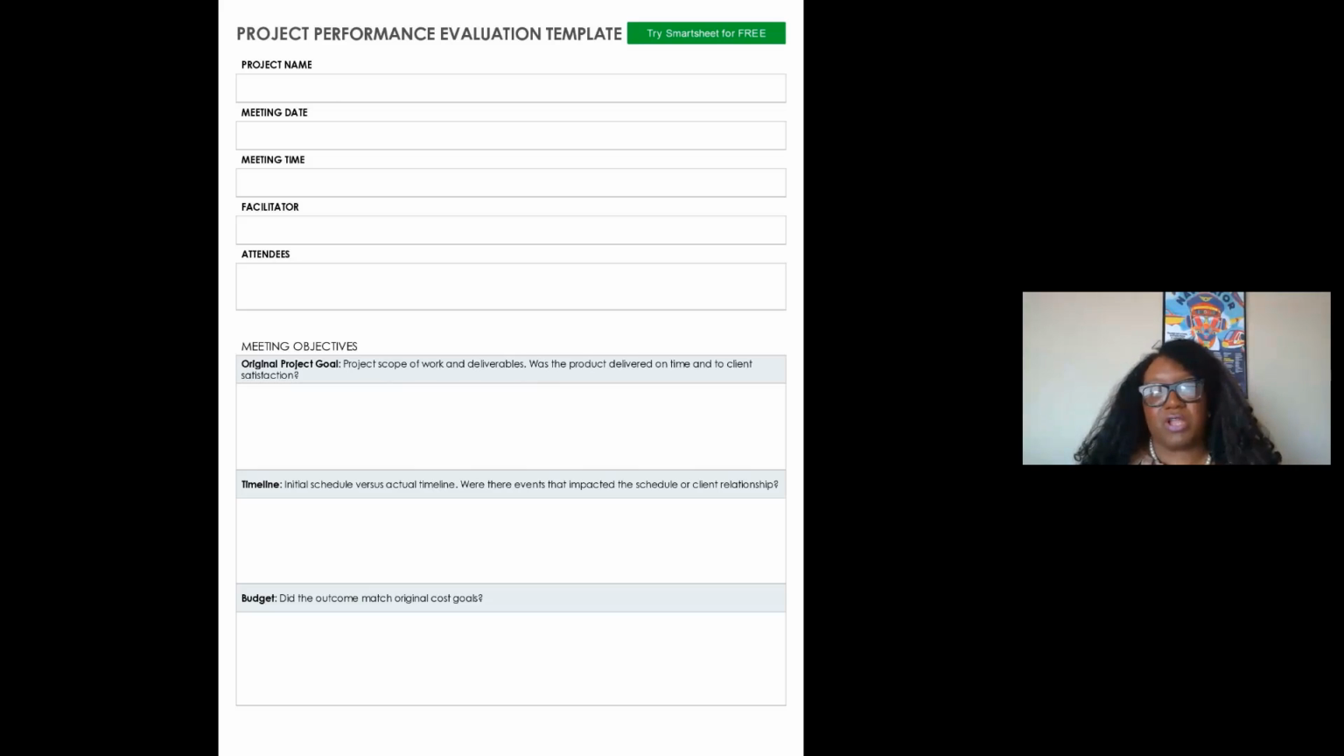Just change it to say project. So this one is, we've got meeting dates, meeting time. You don't have to have all of that, but meeting objectives. I don't know why it says meetings, but you should be able to put your information here for your objectives, your timeline, and your budget, right? Those are the big ones.